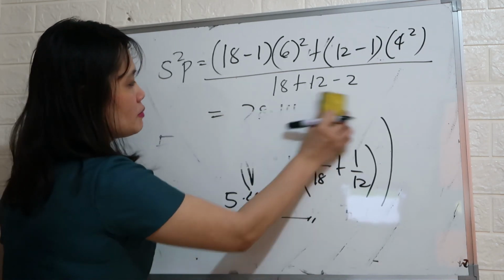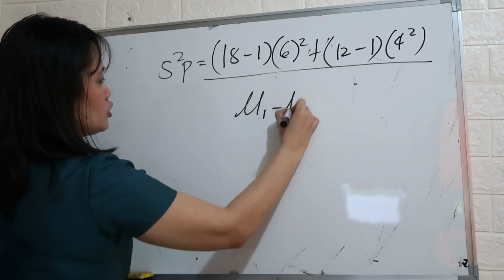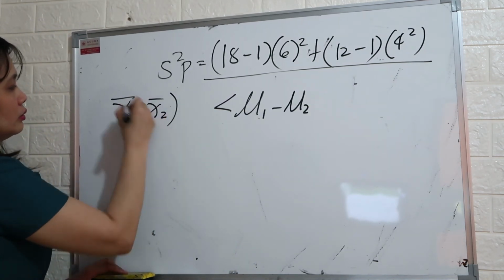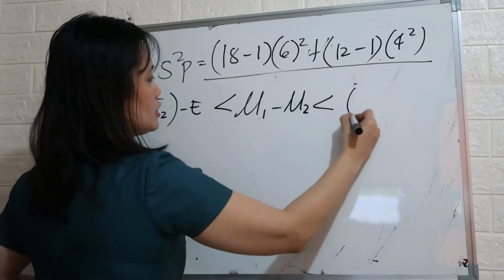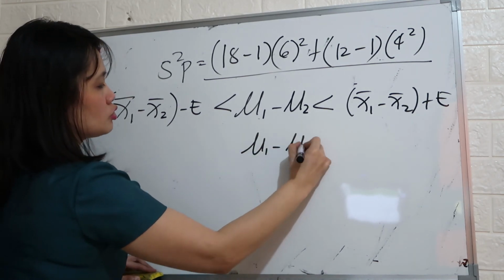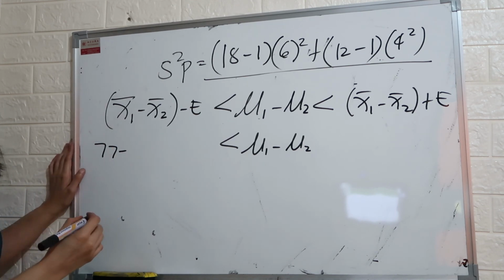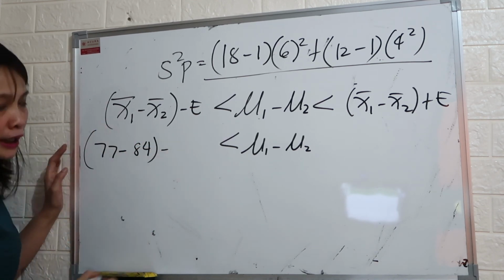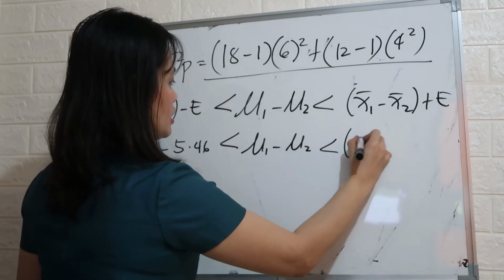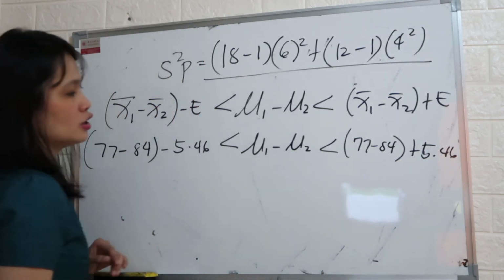Now, given the margin of error, we can determine the interval. So we have mu sub 1 minus mu sub 2 greater than sample mean 1 minus sample mean 2 minus the margin of error, but less than sample mean 1 minus sample mean 2 plus the margin of error. What's the sample mean? So we have 77 minus 84 minus 5.46, but less than 77 minus 84 plus 5.46. So what will be your interval?